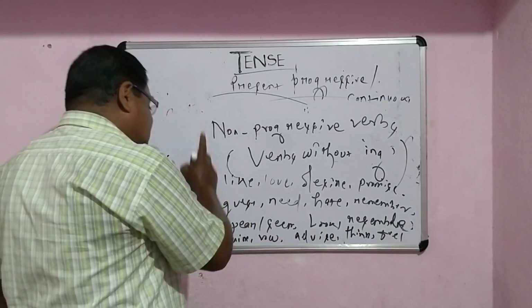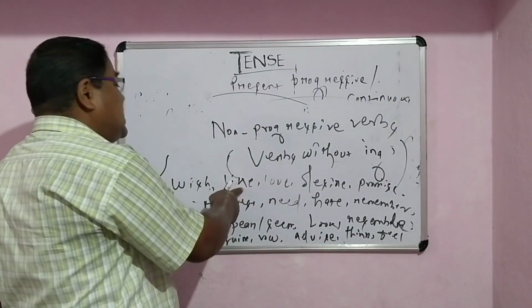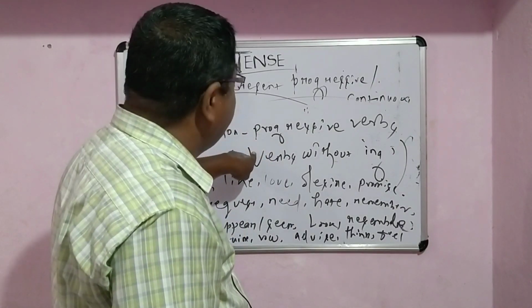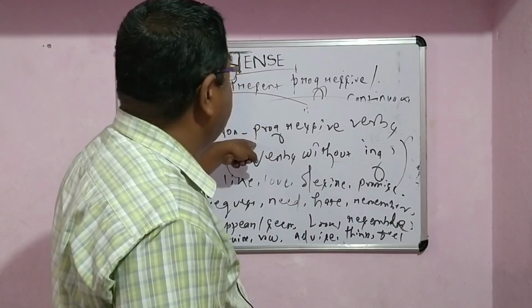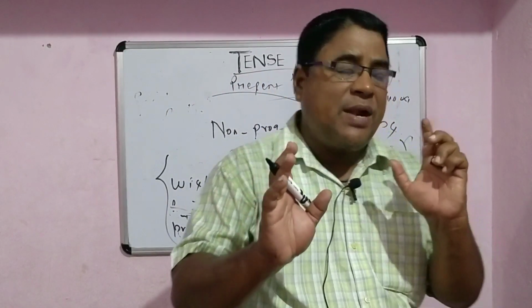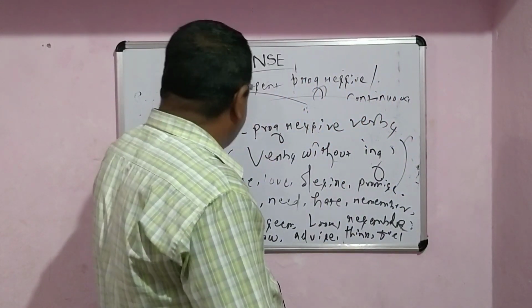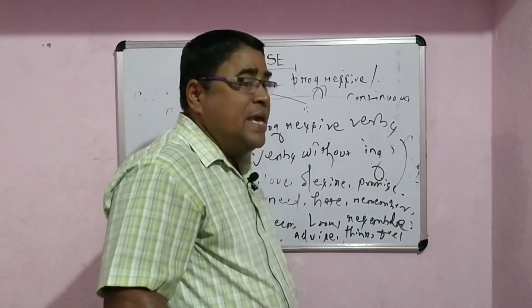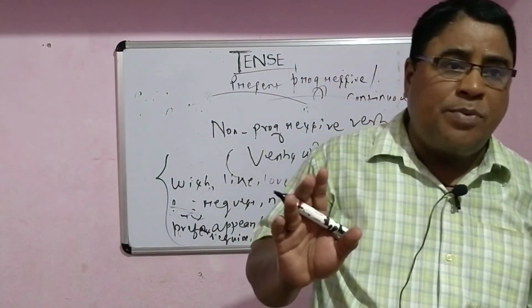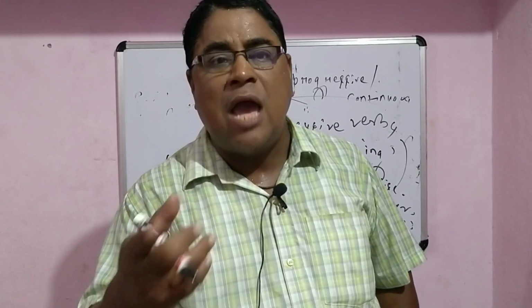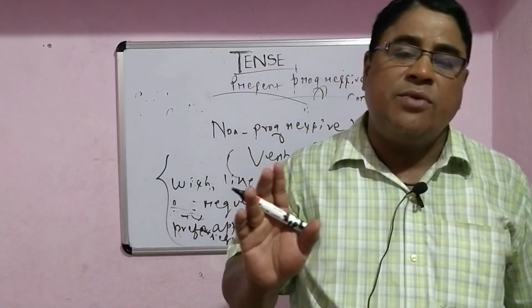So I will give you some detailed information about the use of the non-progressive verbs, that means the verbs without ing, particularly in my next class. Till then, please remember this present progressive tense with the use of certain adverbs as well as verbs. In the next class, I will wrap up the present tense with a discussion particularly on present perfect and present perfect progressive. Then I will complete your present tense formula.